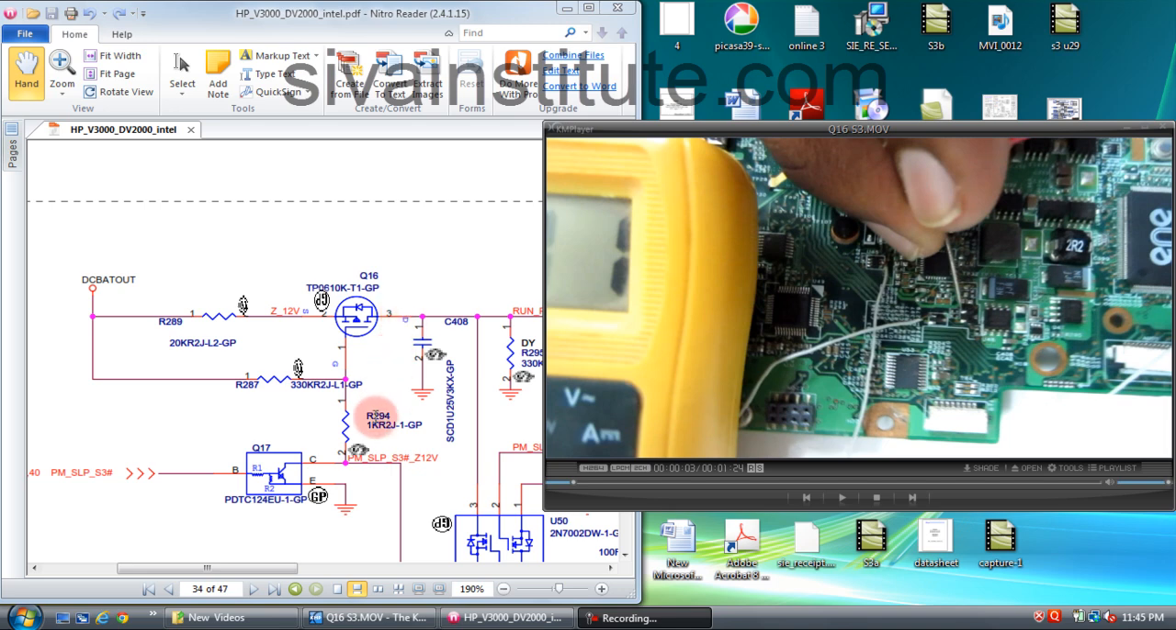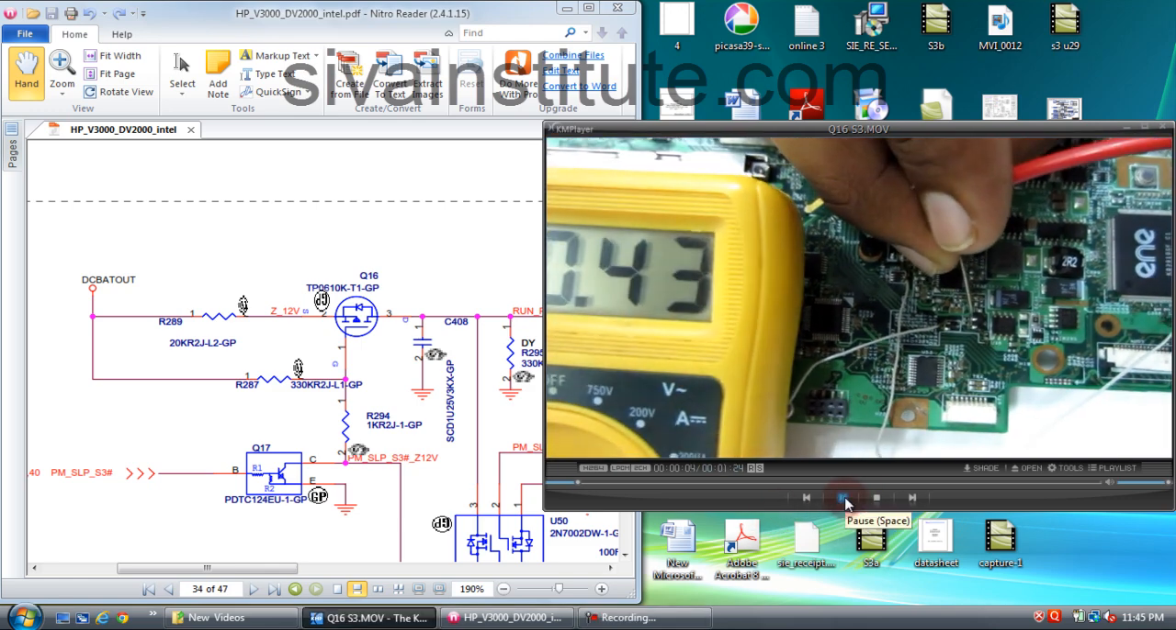We will see without the S3 command, this voltage is okay. No voltage at this point, the drain. Now we will see. See here, this is Q16. This is gate, this is drain, this is source. We will see gate voltage. Now gate voltage, see here.